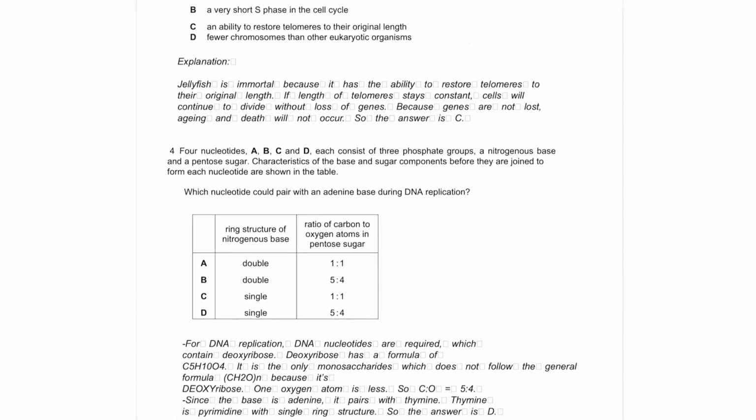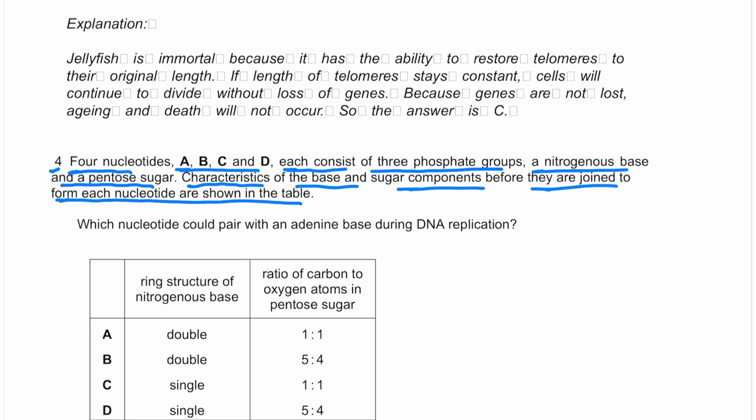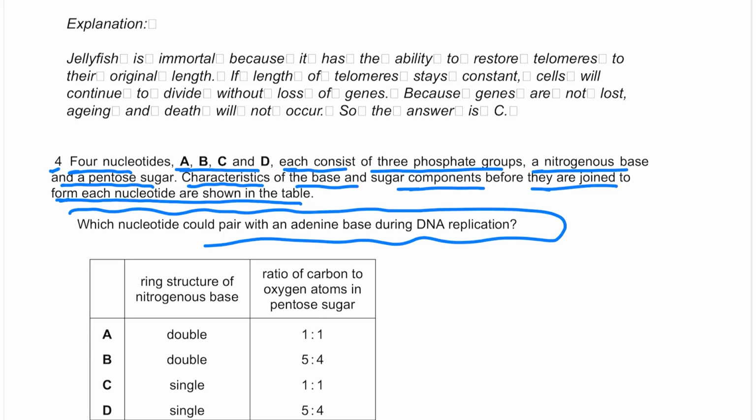Let's move on to MCQ number 4. Four nucleotides A, B, C and D each consist of 3 phosphate groups, a nitrogenous base and a pentose sugar. Characteristics of the base and sugar components before they are joined to form each nucleotide are shown in the table. Which nucleotide could pair with an adenine base during DNA replication?